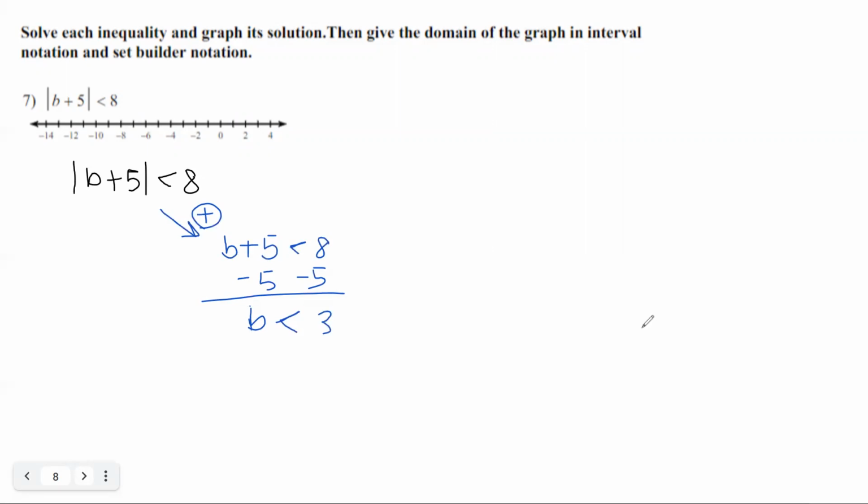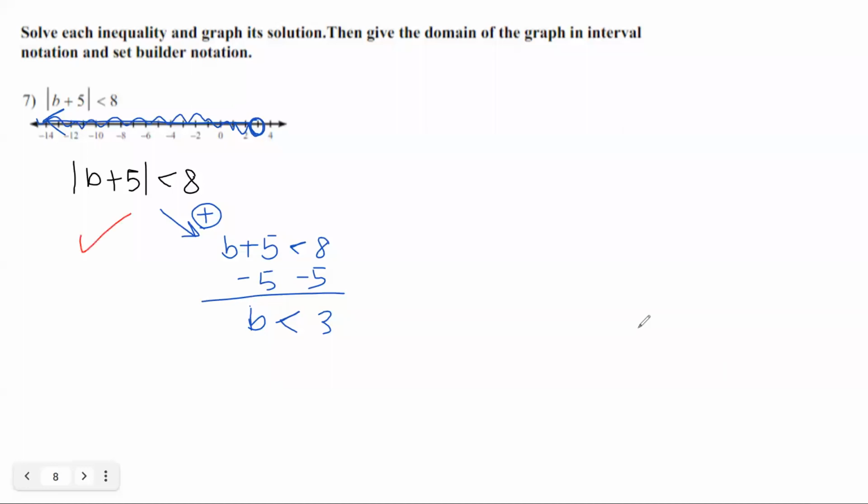And since I have b is less than 3, I'm just going to graph it right now. I'm going to find the number 3, and since it's less than, it's going to be an open circle. So here's 3, open circle, and I'm going to shade any values less than 3. Anyway, in this direction.